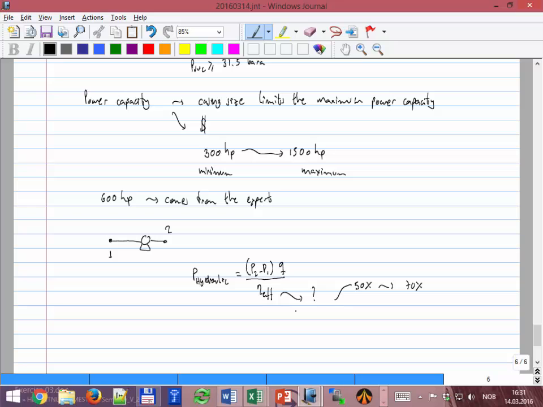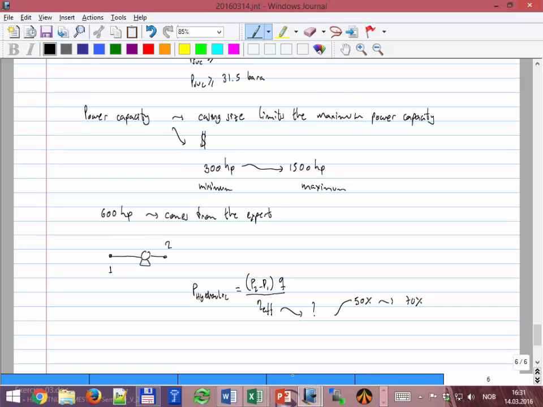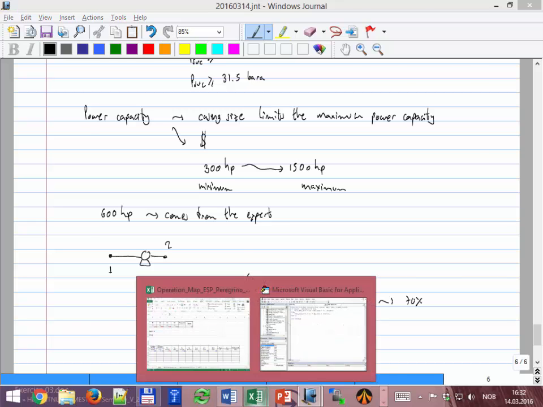So let's try to make that calculation. We're going to assume an efficiency of 60%, okay? I will tell you later what that efficiency depends on, but for now let's say the range is from 50 to 70, so I'm going to assume an average value of 60, and calculate the power.